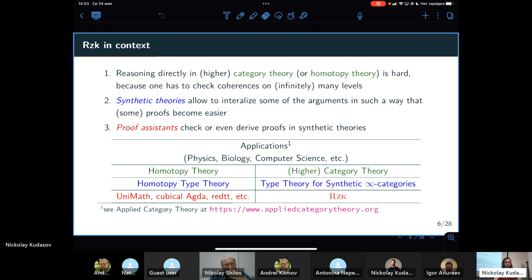And then proof assistants, and I have some examples here, but I can explain them in a moment. Proof assistants basically use synthetic theories to check or even derive proofs in them, right? So for example, we have homotopy theory, which is an analytic theory. And then we have homotopy type theory, which is a synthetic homotopy theory, basically.